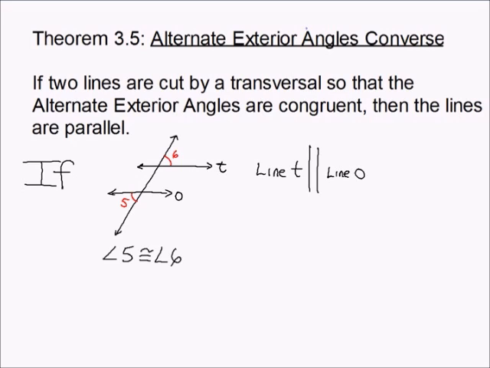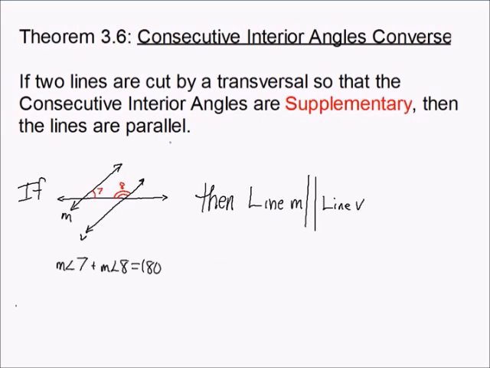The same thing goes with alternate exterior. If angle 5 is congruent to angle 6, then line T is parallel to line O. And then consecutive interior angles, notice I have it in red, supplementary. Has to be 180 degrees. It doesn't say congruent. So if your consecutive interior angles, right next to each other, if angle 7 and angle 8 equal 180 degrees, then line M is parallel to line V.